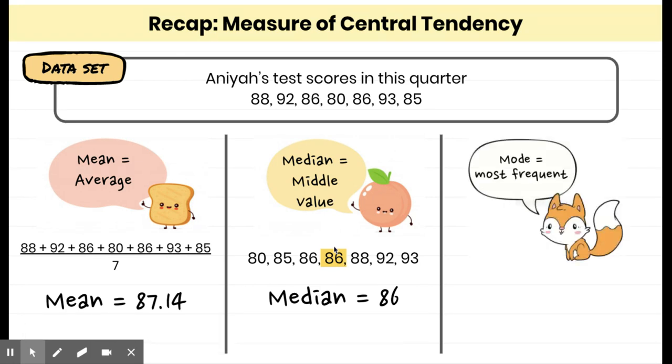Lastly, what we've learned is to find the mode. To find the mode, you're looking at the value that appears most frequently in the data set. So in this case, because 86 appeared twice, the mode is 86. Now there can be many modes in the data set, depending on how frequently the numbers come up. However, if all the values appear the same amount of times, then there's no mode in the data set.